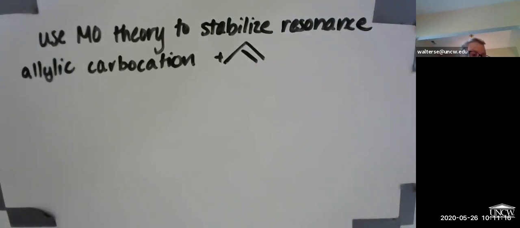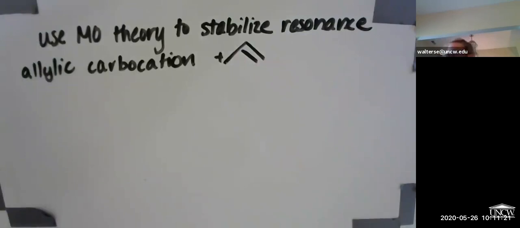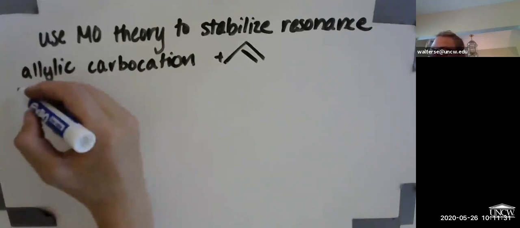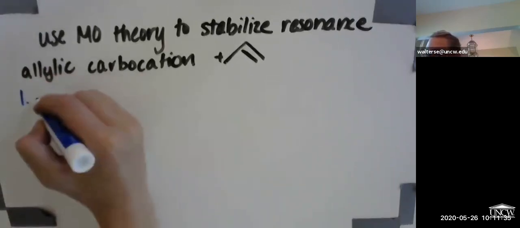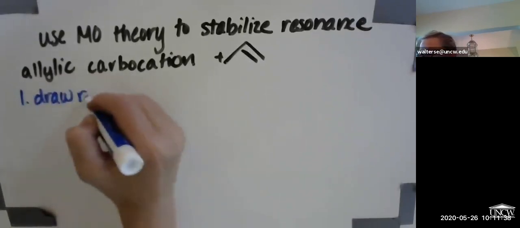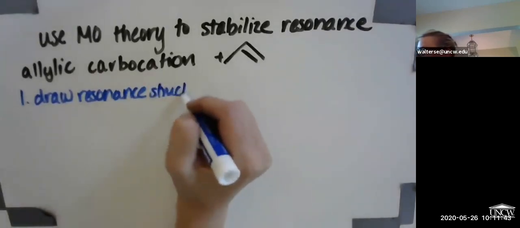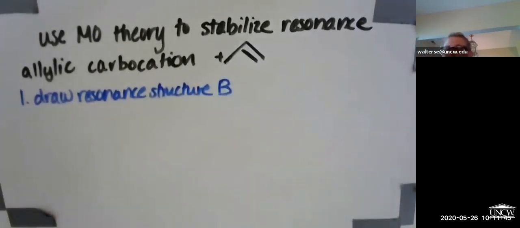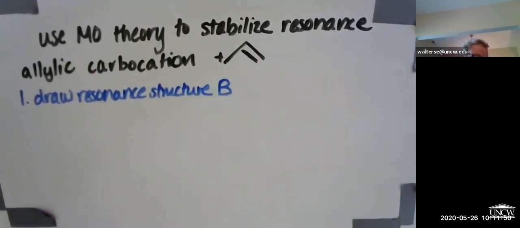There's only 4 steps in doing this. Okay, and I want you to do the same 4 steps every time, no matter what structure you're asked to analyze with MO theory. Because this is all you have to be able to do. The first thing you have to do is draw the resonance structure. It's essentially resonance structure B. So this is A. You're going to draw arrows on A to make B.